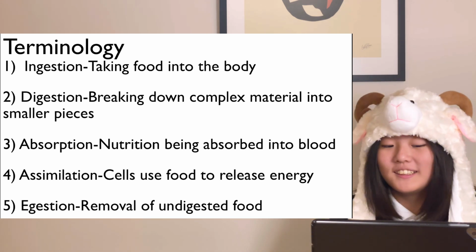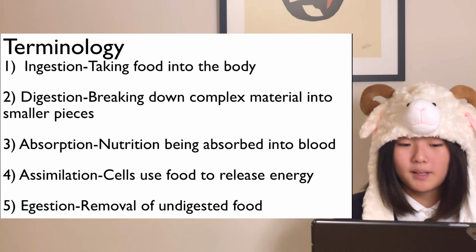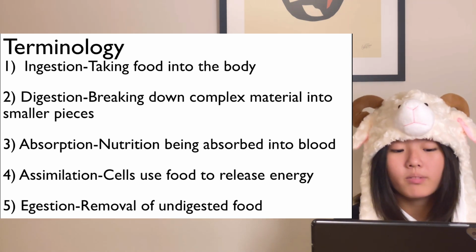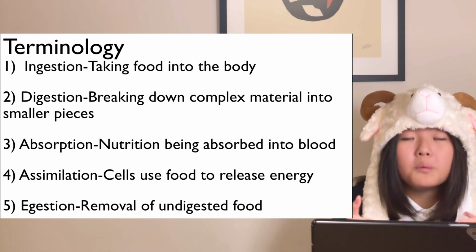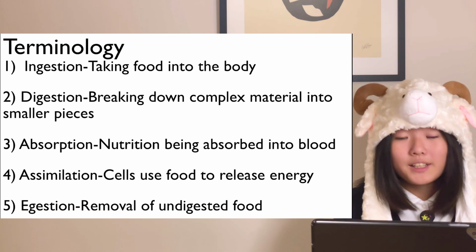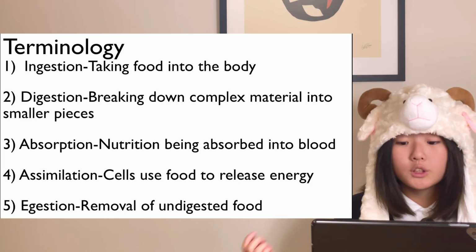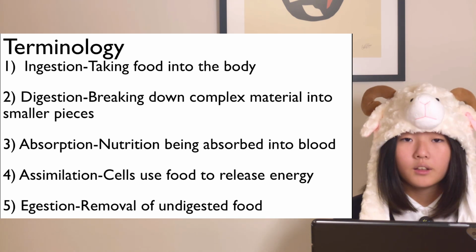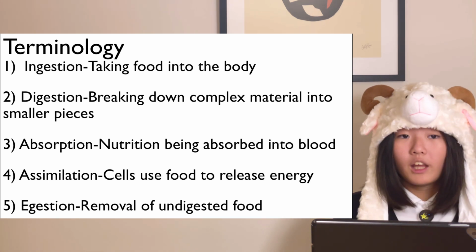The next word you need to know is digestion. Digestion is the process of breaking down complex material into smaller pieces. The third word you need to know is absorption, nutrition being absorbed into the blood. The fourth word you need to know is assimilation. This is the process where the cells use the food to release energy. The final word you need to know is egestion, the removal of undigested food.